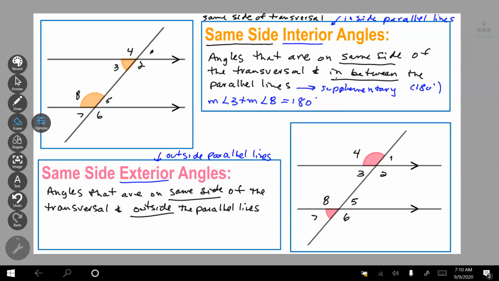I also have these two angles. So the measure of angle 2 plus the measure of angle 5 is 180 degrees because they are on the other side, but they're also same side interior angles.